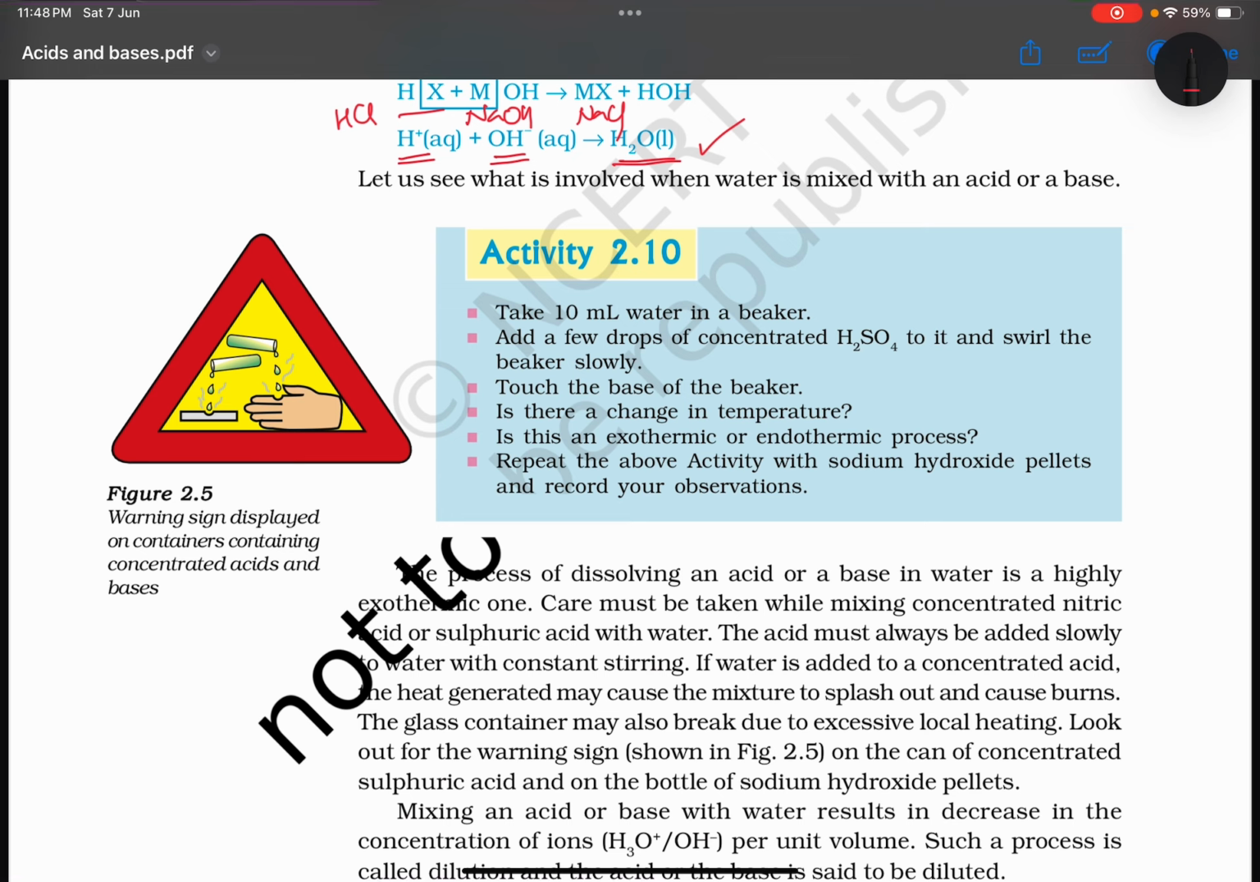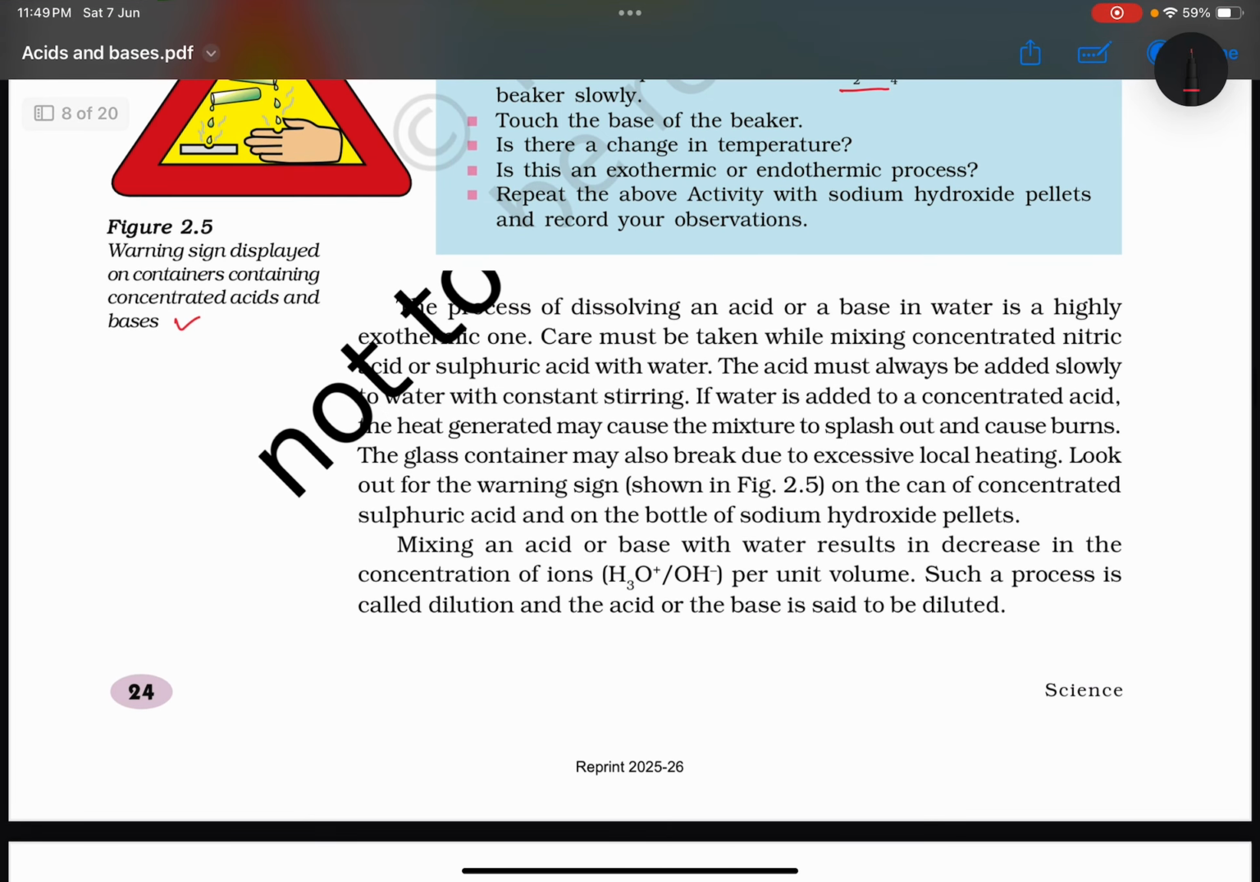Warning signs are displayed on containers containing concentrated acids and bases, right? Take 10 ml of water in a beaker, add a few drops of concentrated sulfuric acid to it, and swirl the beaker slowly. Touch the base of the beaker. Is there a change in temperature? Is this an exothermic or endothermic process? Repeat the above activity with sodium hydroxide pellets and record your observation. Generally dilution is exothermic, meaning energy will be released and the test tube will become a little hot.